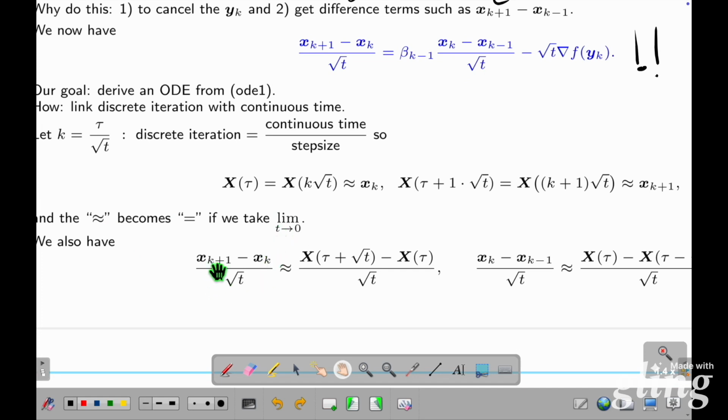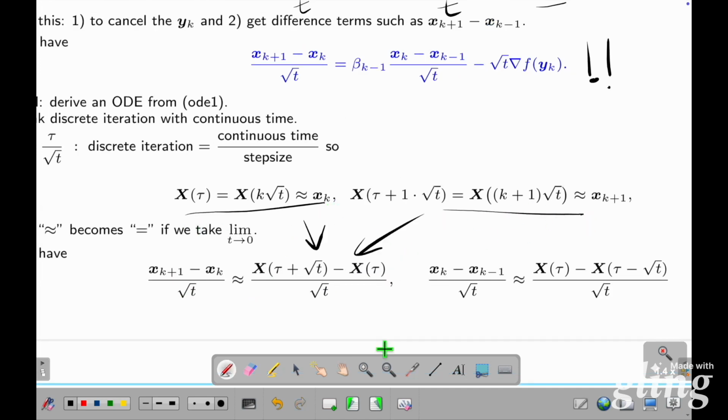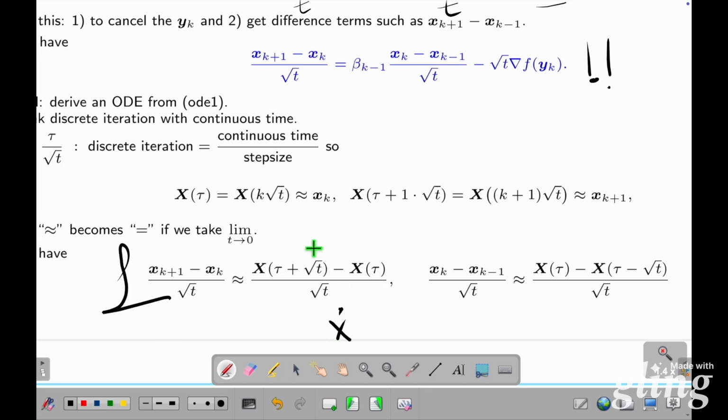So x_{k+1} minus x_k divided by what? Step size, this is not time. Let me repeat, this step size will be this one and this one. That means if I put a limit, I will have equality, but now I didn't put the limit yet. So this is the idea. I have this thing, and later on I want to make this dx/dt after I take the limit. So this is the finite difference.